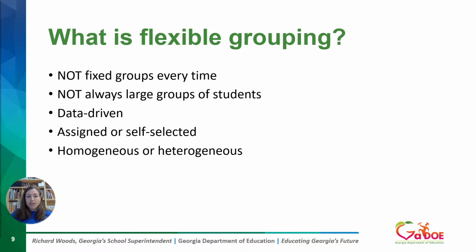So you've got kids over here who are doing a mixture of things and kids over here doing a mixture of things, but each individual student is doing 1 of 3 things. It's data driven, meaning you're using the data from the assessment we talked about in segment 1 to create these groups. You can assign them, or sometimes you can provide choices and the students can select which group or level they want to be in for themselves. It can be either homogeneous, meaning everyone in the same group has the same skill level, or heterogeneous, meaning in each group there are students of varying skill levels.